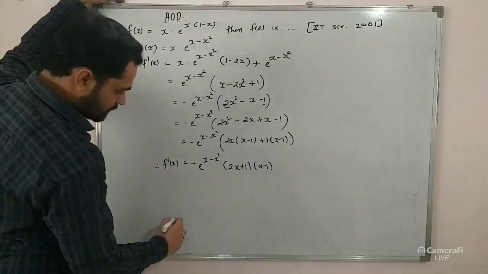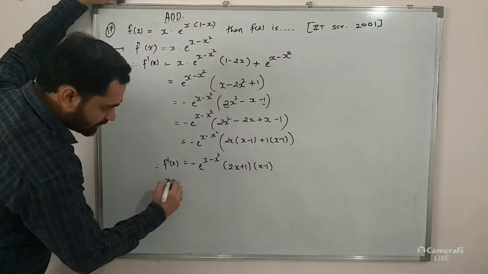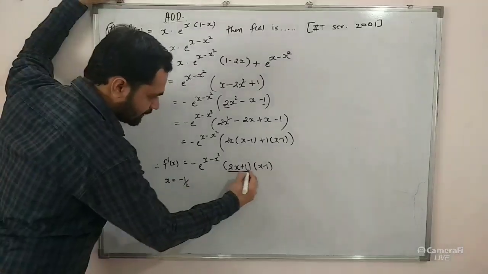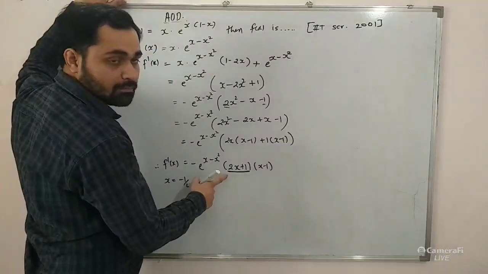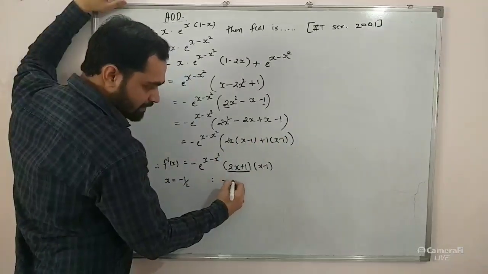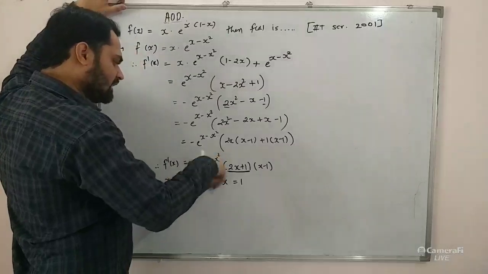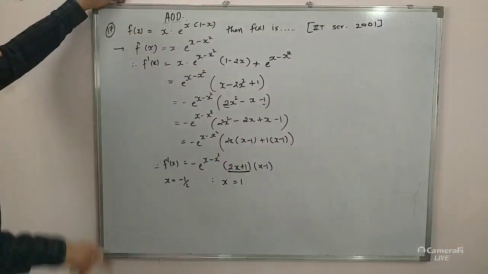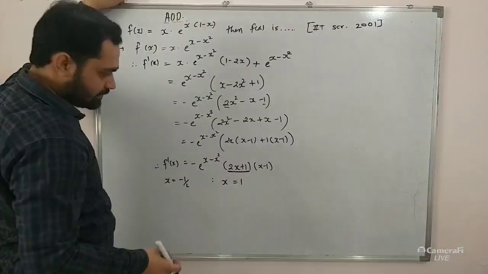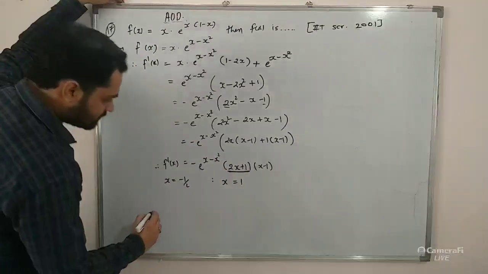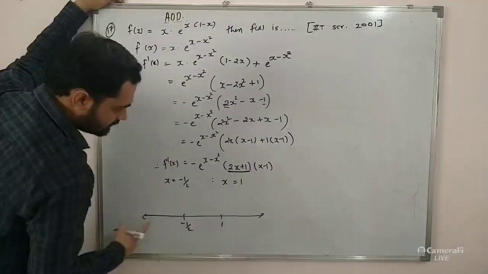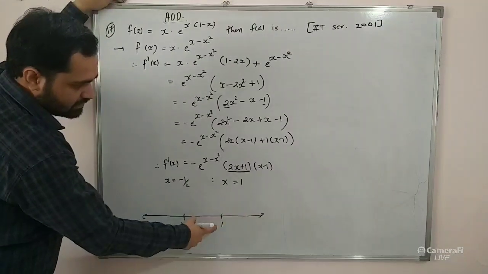So now we are going to indicate the critical points on the number line. So x is equal to minus 1 by 2. One critical point is coming from here: 2x plus 1 is compared with 0, then we will get minus 1 by 2. x minus 1 is also compared with 0, then x is equal to 1. But e raised to the power whatever value, the exponential function is always greater than 0, so this value never becomes 0, right? So x is equal to 1 and minus 1 by 2. These are the two critical points. So on the number line, minus 1 by 2 is here and 1 is here.